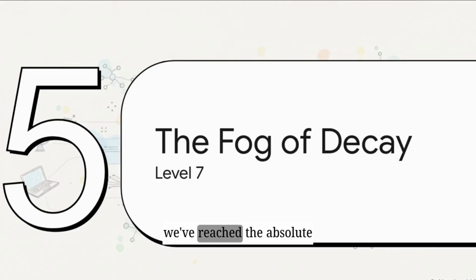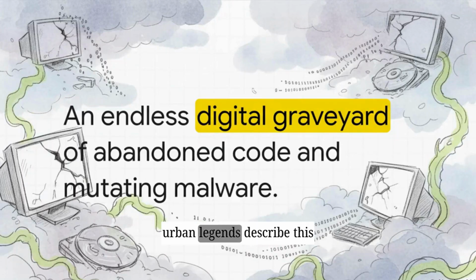And finally, we've reached the absolute bottom. Level 7, the fog of decay. Old urban legends describe this bottom floor as virus soup, an endless chaotic graveyard of abandoned code and mutating malware. But the real fog is actually peer-to-peer mesh networks. In decentralized spaces like I2P or Freenet, order collapses, but not into static.